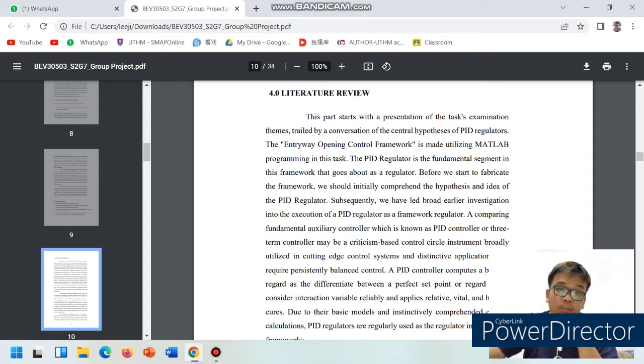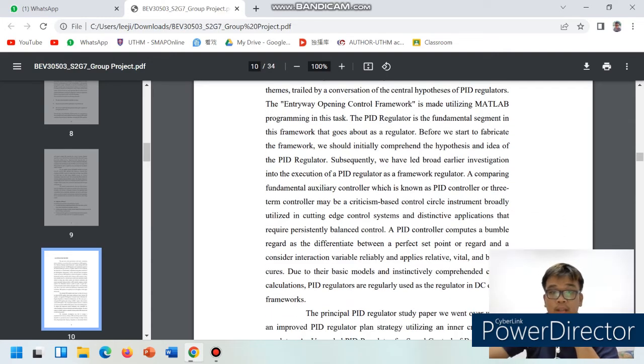The entryway opening control framework is made utilizing a MATLAB program in this project, and the PID regulator is the fundamental segment of the framework that goes about as a regulator. Before we start to fabricate the framework, we should initially comprehend the hypothesis and idea of the PID regulator.